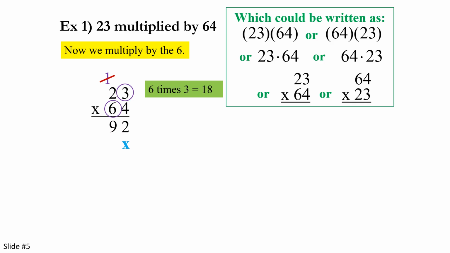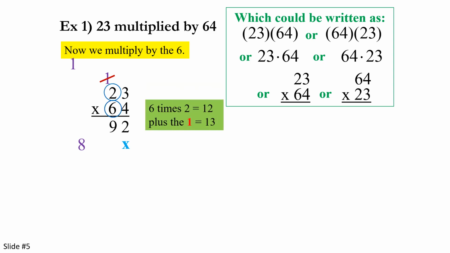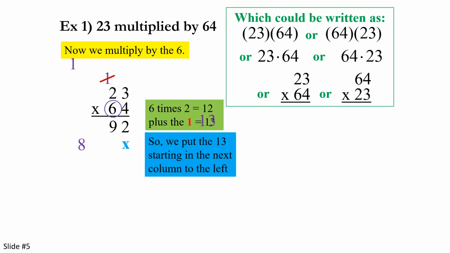So then we do 6 times 3, which gives us 18. So we put the 8 of the 18, and then carry the 1. Now we do the 6 times the 2, which gives us 12, plus the 1 gives us 13. And now we put that to the left of the 8.